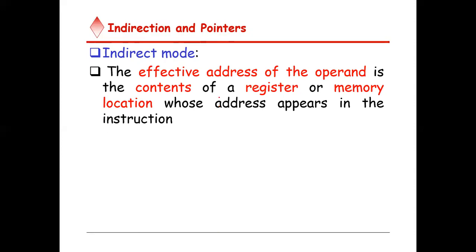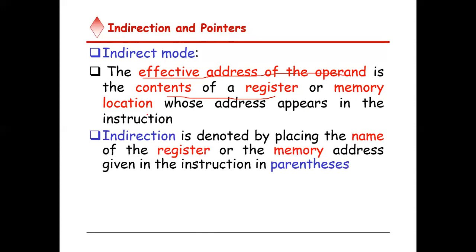You can just read it. The effective address of the operand will be specified as the content of a register or memory location. So the register or memory location will have an address. You go to that address, and there you will get the data you need in the instruction. So indirect addressing mode places the register name or memory address in the instruction inside parentheses. That is the way we mention that it is an indirect addressing mode.